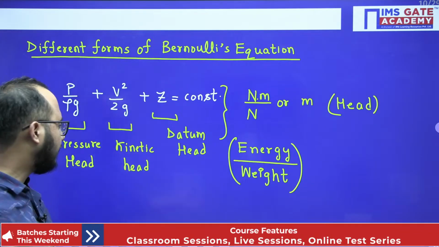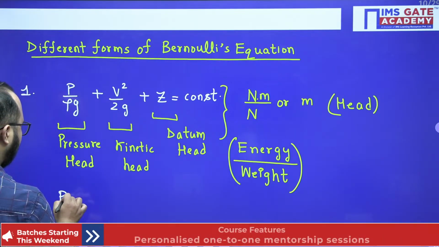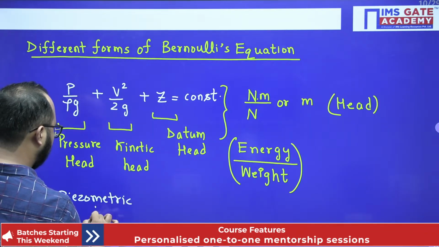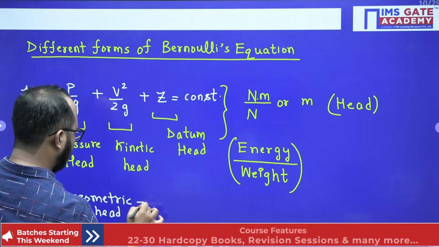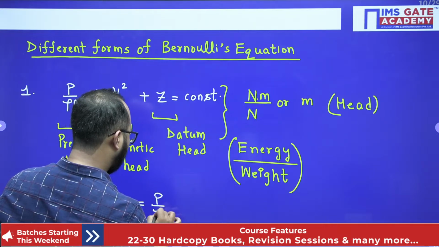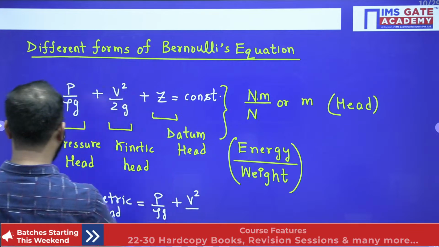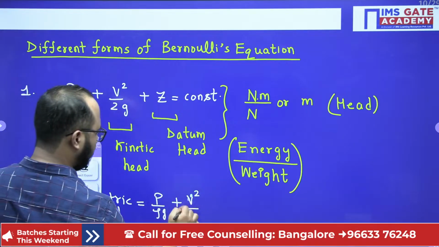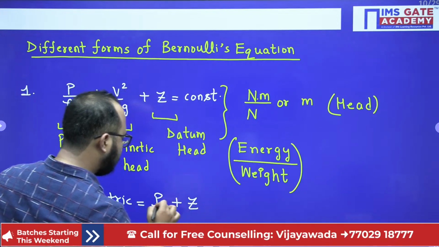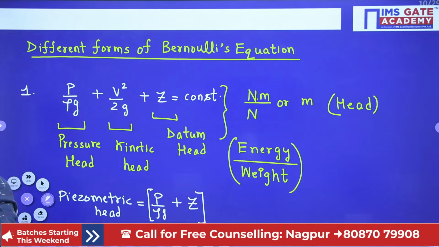Okay, now one more thing. In this equation, you can write like this also. Piezometric head. Now, can you tell me what is piezometric head? This will be a summation of static pressure head and the datum head. P by rho G plus Z, the datum head we will take, not the V square by 2G. Datum head. So this is the most common head that we will observe in any fluid flow.